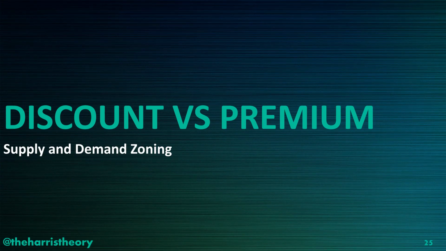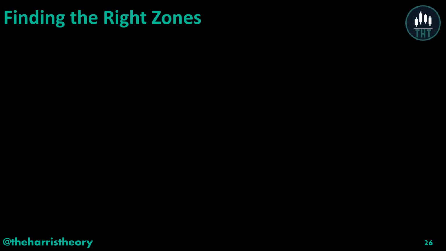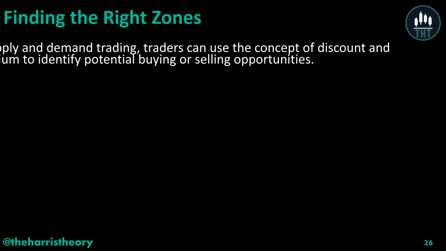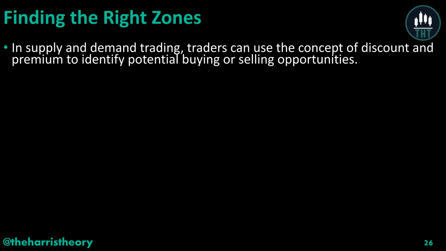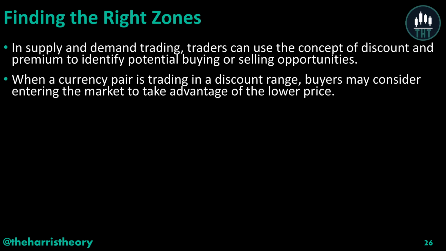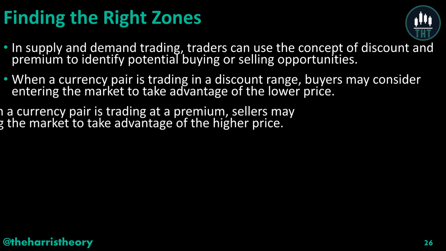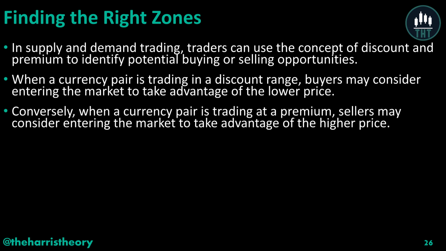Discount versus premium. Supply and demand zoning. Finding the right zones. In supply and demand trading, traders can use the concept of discount and premium to identify potential buying and selling opportunities. When a currency pair is trading in a discount range, buyers may consider entering the market to take advantage of the lower price. And conversely, when a currency pair is trading at a premium, sellers may consider entering the market to take advantage of the higher price.